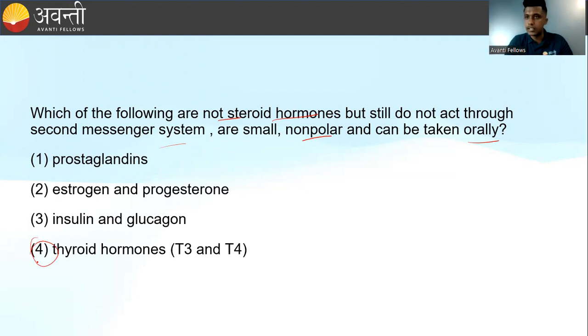Thyroid hormones are non-steroid, okay, and they are also promoting growth, and they do not act through a secondary messenger at all, so they directly go and impact. That is why with T3 and T4, you can see that the patients who are suffering from hypothyroidism or hyperthyroidism take it orally. Okay, so they are non-steroidal. That is why our option 4 is correct.